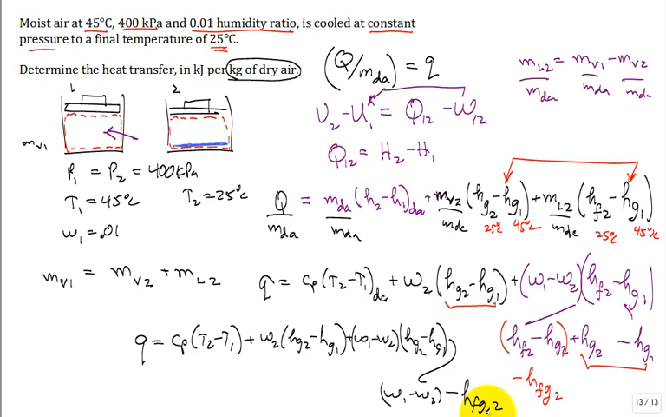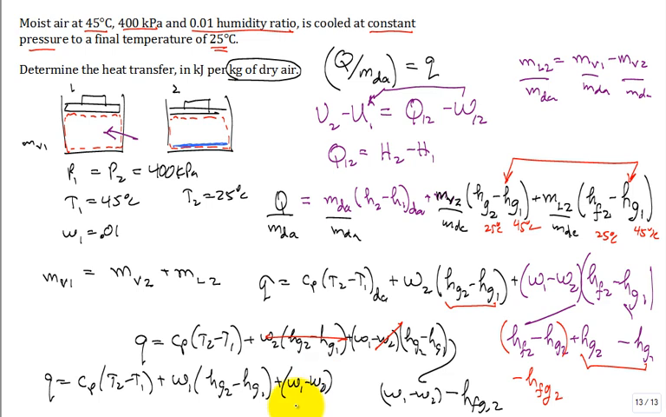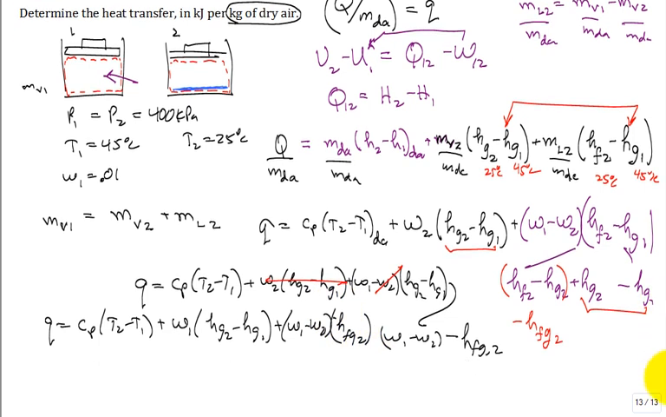What did that really buy me? Not much. Well, what it does is it cancels this omega 2. This term cancels with this term. So you're left with Q is equal to C sub P T2 minus T1 plus omega 1 times H of G2 minus H of G1 plus omega 1 minus omega 2 times minus H of FG at 2. Okay, let's substitute some numbers.